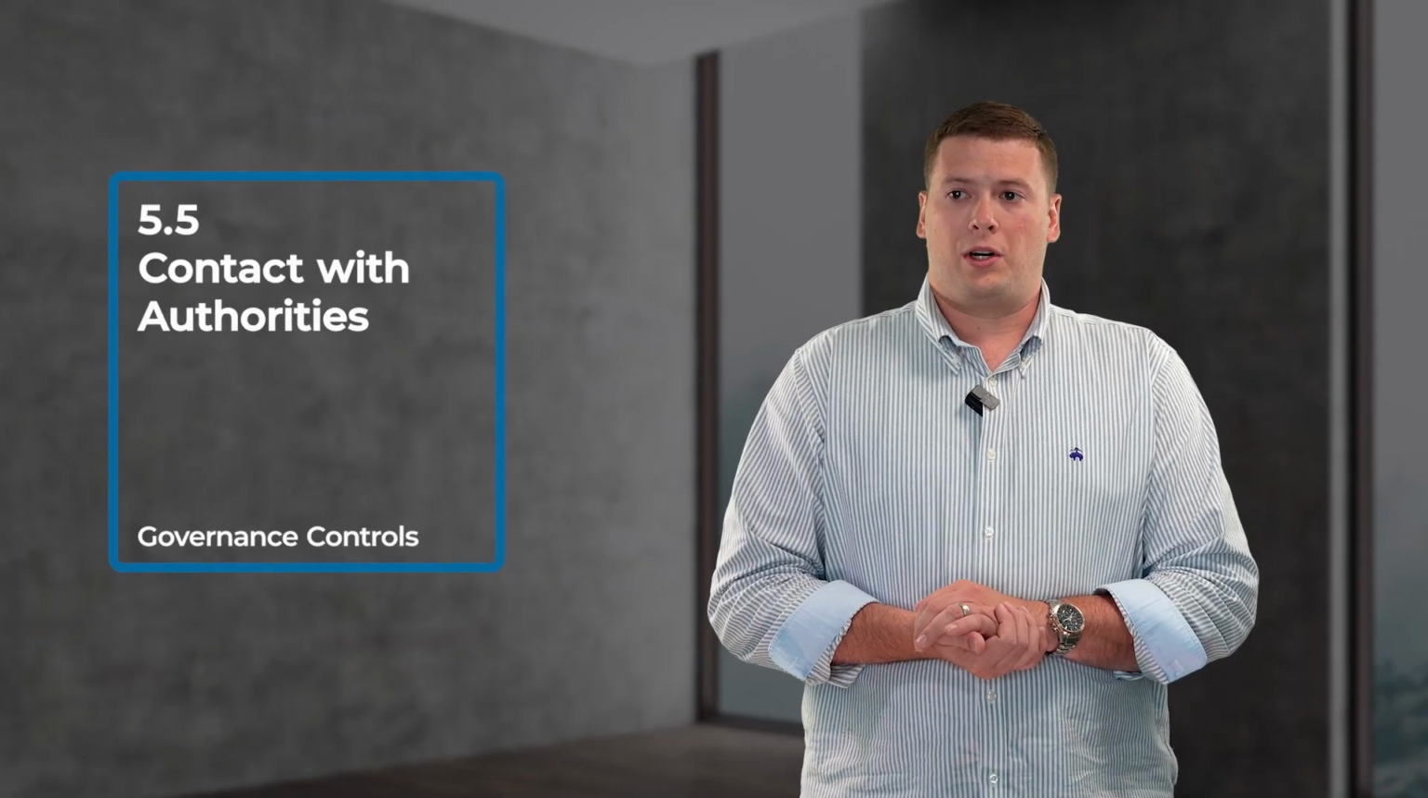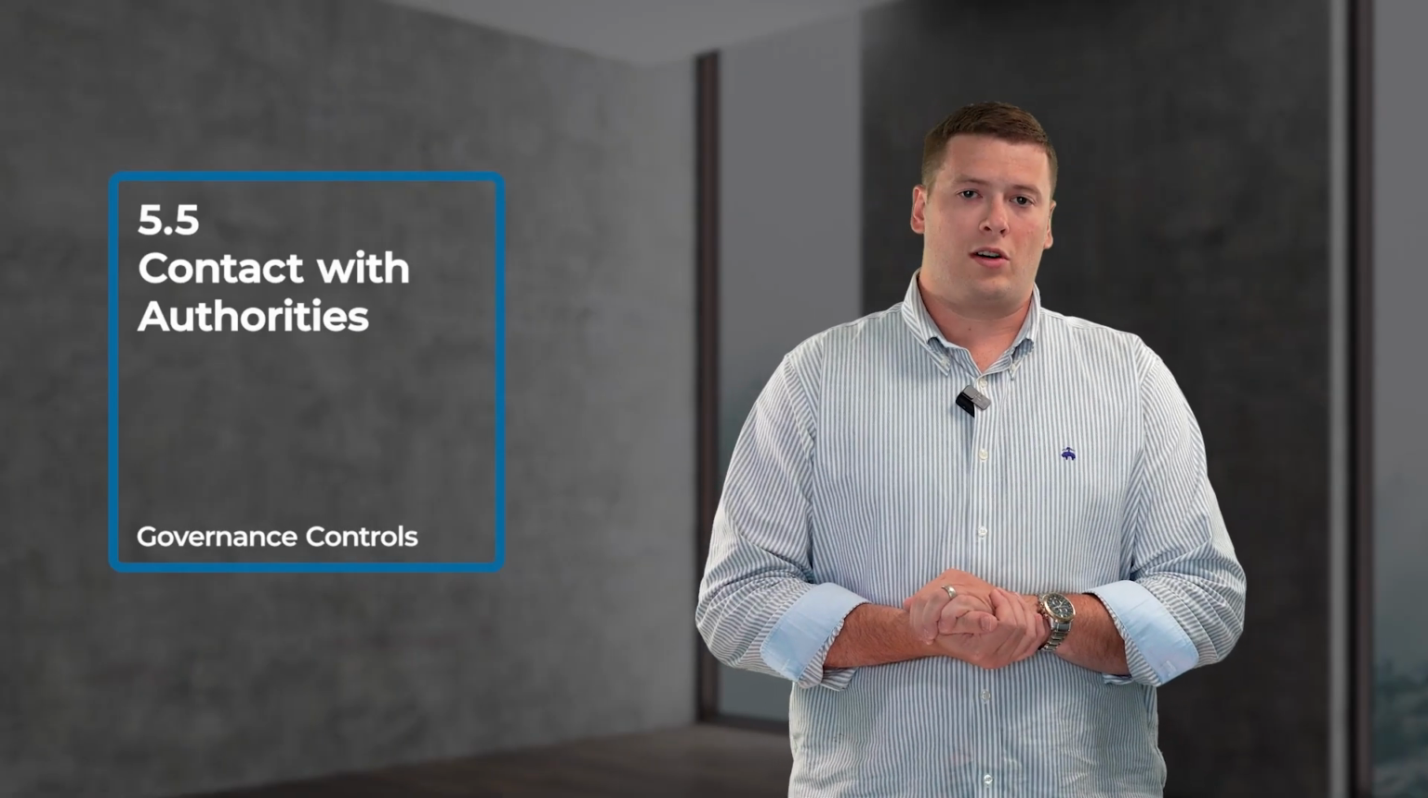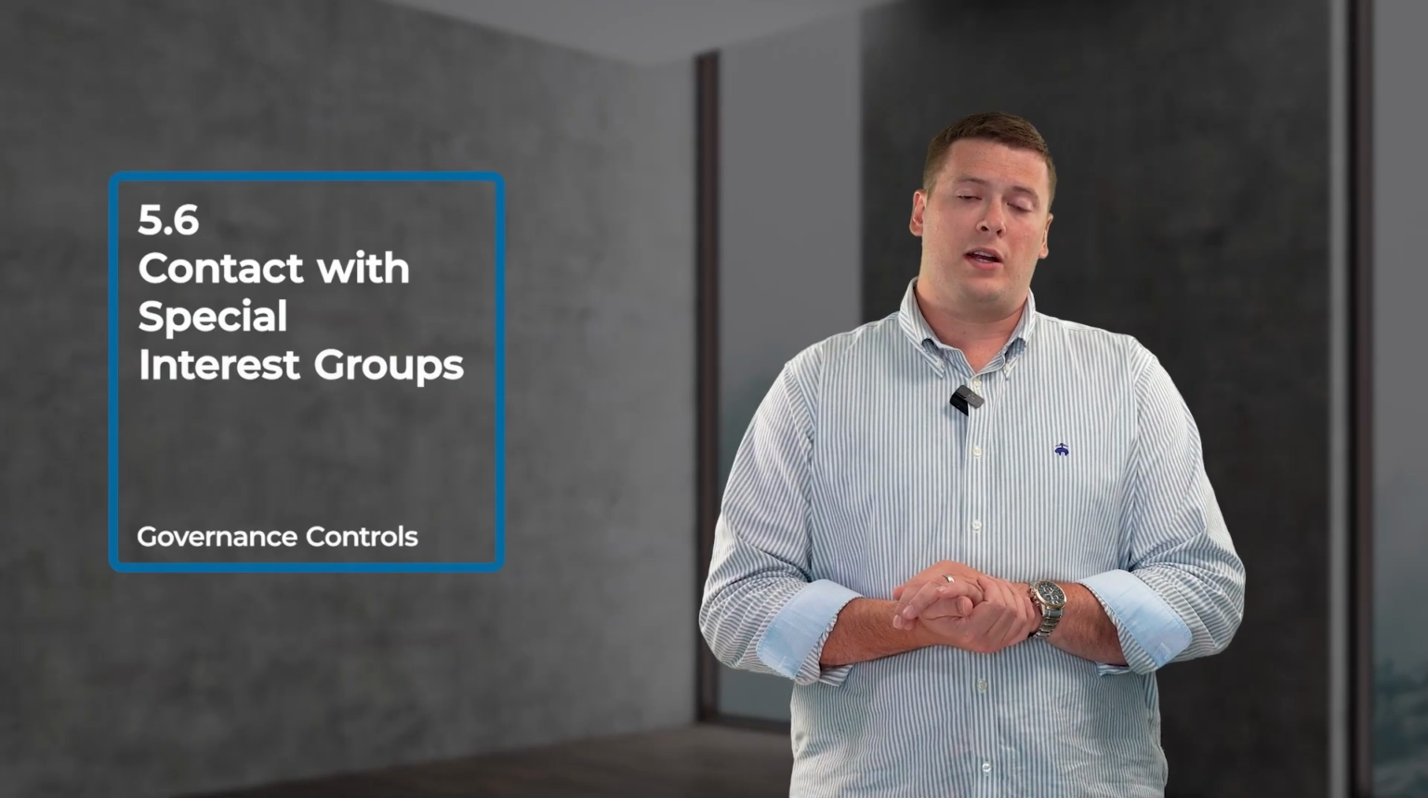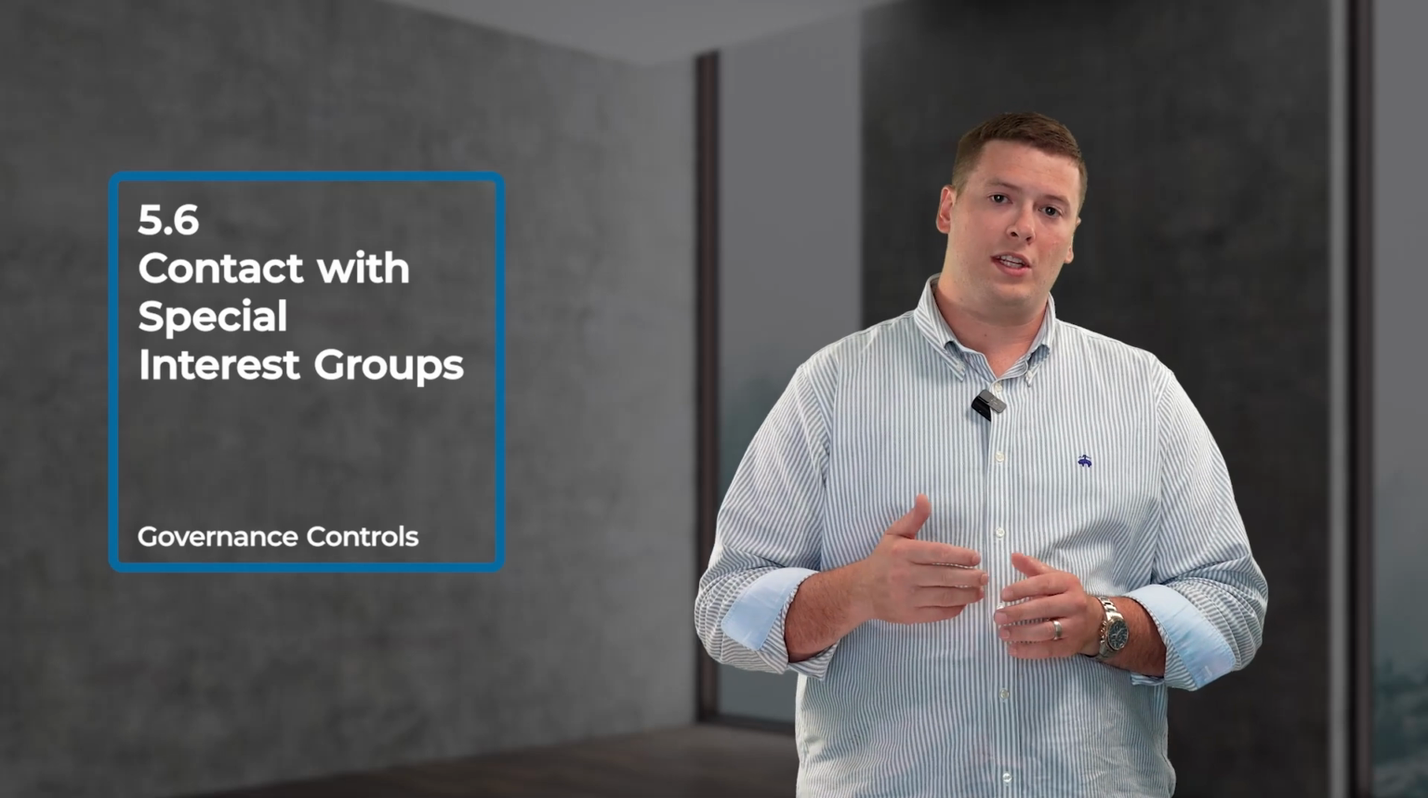5.5 is contact with authorities. This one's very simple. Essentially, you need to determine, based on your regulatory and contractual requirements, what are the authoritative bodies you may need to contact in the event of an incident, a disruption, a breach, something like that. Determine who those folks are and document those in some policy. 5.6 is contact with special interest groups. This is a little different. These are maintaining contact with interest groups that will help you stay abreast of knowledge in the industry, help you track new threats, help you understand how information security within your industry is evolving.